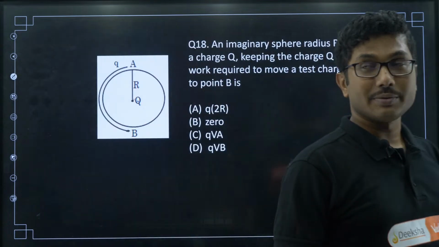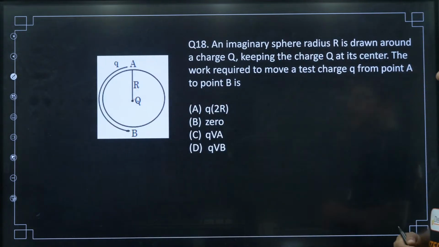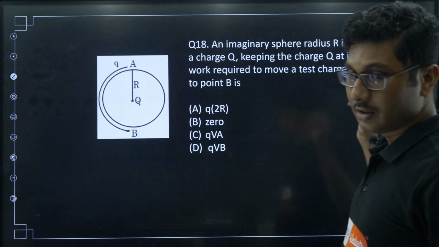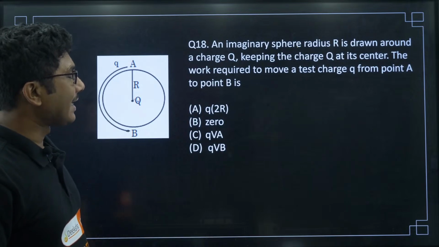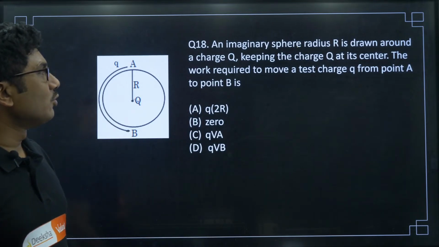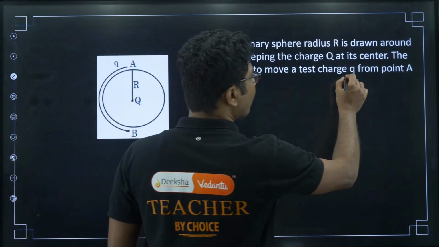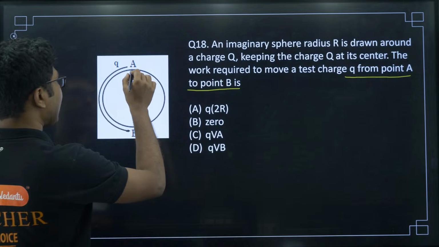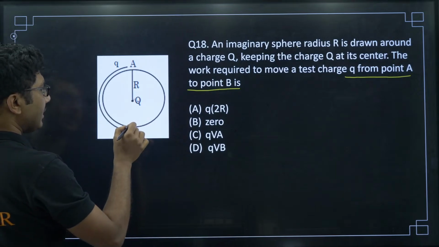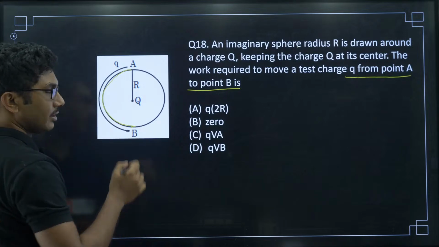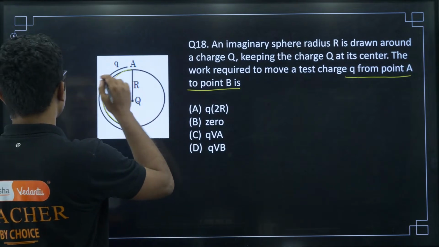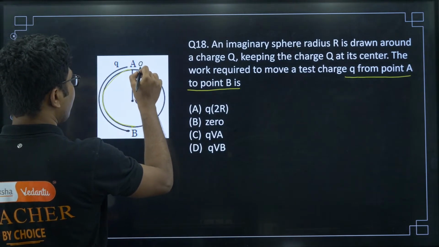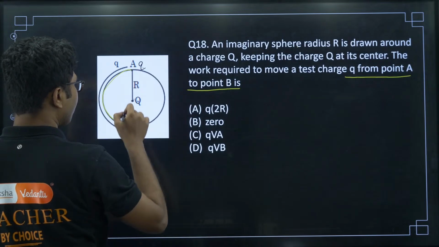Now, this is another interesting question, a slightly hot level question. An imaginary sphere of radius r is drawn around a charge q. Keeping the charge q at its center, what is the work required to move the test charge small q from point A to point B? Point A is given here, point B is given here. You have to take a charge and move it here. So, what is the work done that you have to do? You have a small charge, say small q, and you are moving it from here to here.